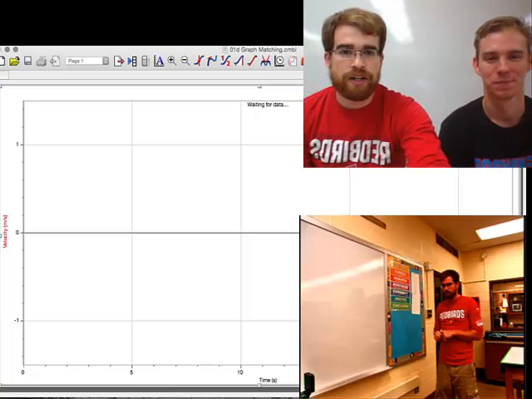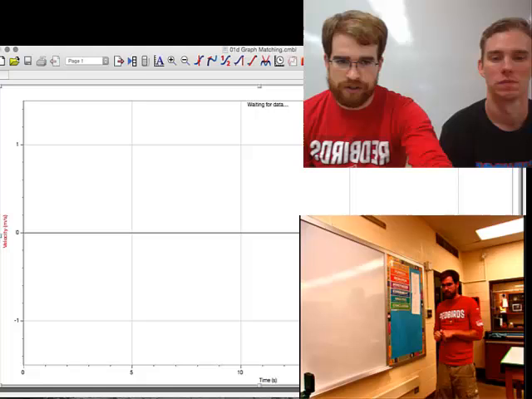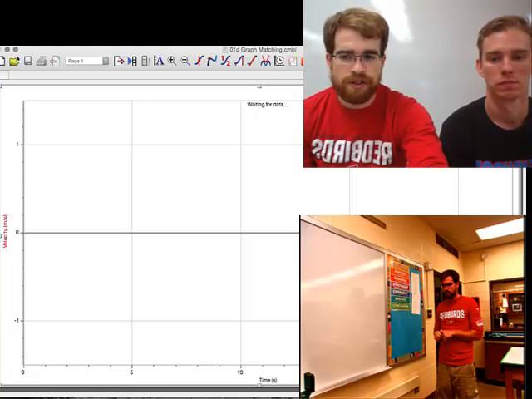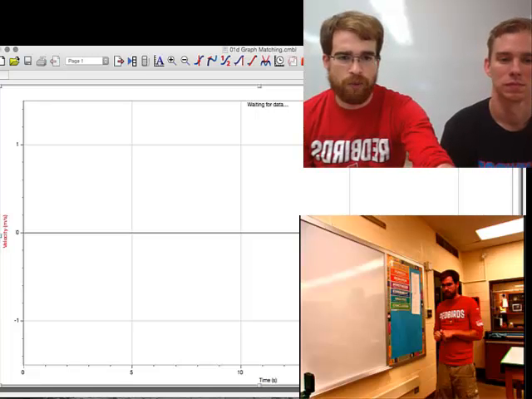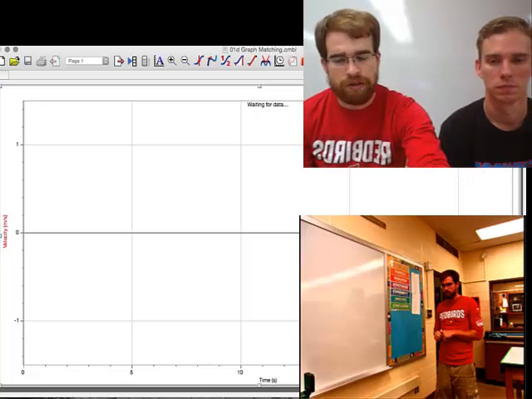So what we're going to look at here is a velocity versus time graph. Before we looked at position, now we're going to look at how velocity looks. Pretty much the same subject. I'm going to be walking backwards and then forwards, but a very different graph.